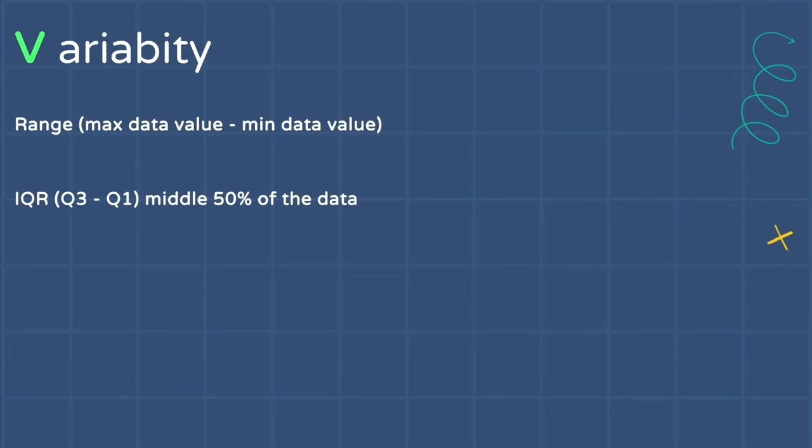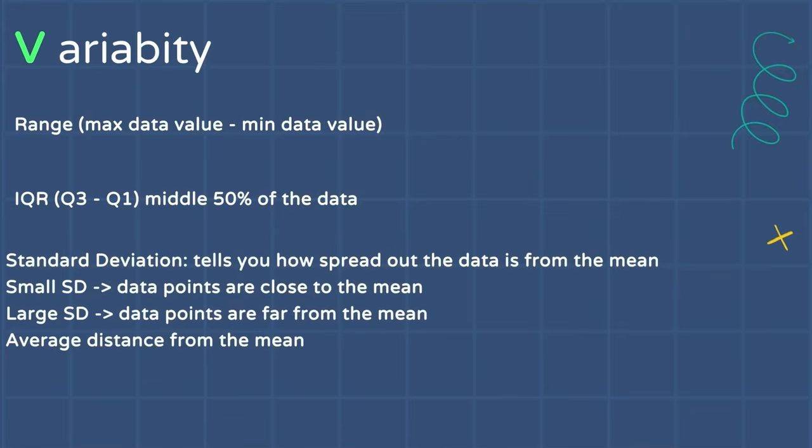Which is quartile 3 minus quartile 1, and it represents the middle 50% of the data. Standard deviation also tells you how much the spread is from the mean, the average distance from the mean. If it's a small standard deviation, that means most of the data points are close to the mean. But if it's a large standard deviation, it's the opposite, and most of the data points are far from the mean.